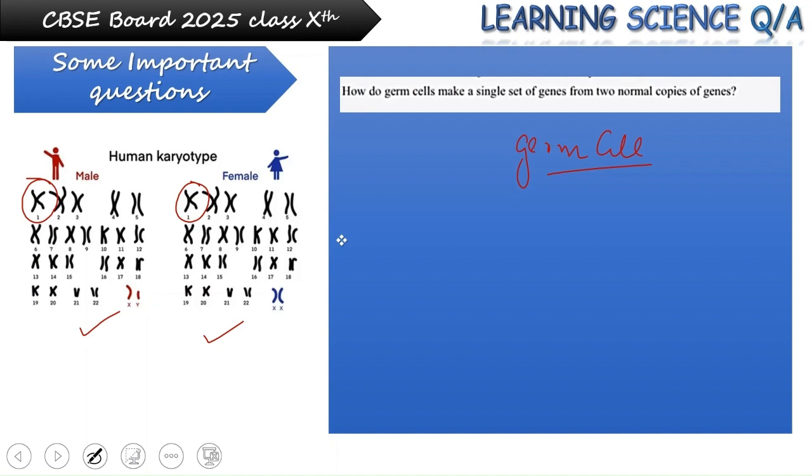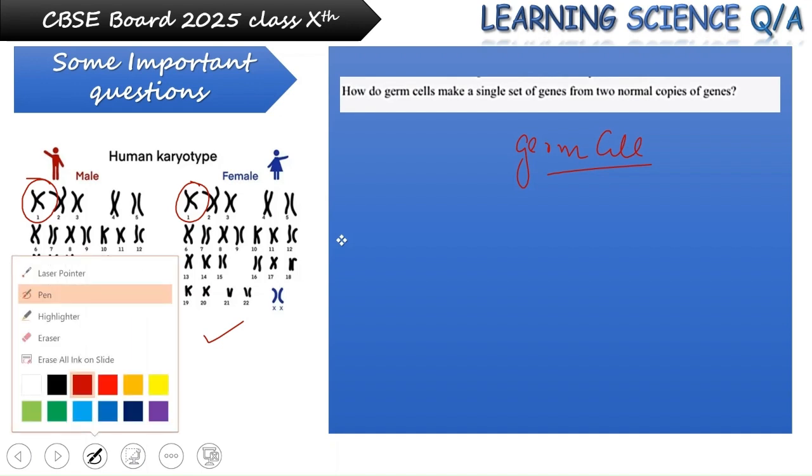Now let's talk about chromosome number 1. Both are having a pair of chromosomes which are the homologous copies of chromosome number 1. So when they go into the germ cell, either of the copies from the male can go, and the same applies for the female also.